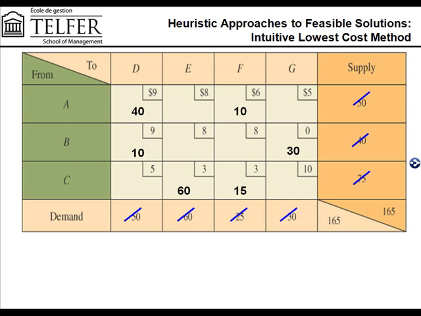So now, again, we've crossed out all of our supply points and demand points. We've met the demand requirements and we've exhausted all our supply. And this is the solution that you get using the intuitive lowest cost method. Again, to find the total cost in this solution, we're going to multiply the flow times the cost. So 40 times 9 plus 10 times 6 plus 10 times 9 plus 30 times 0 plus 60 times 3 plus 15 times 3.